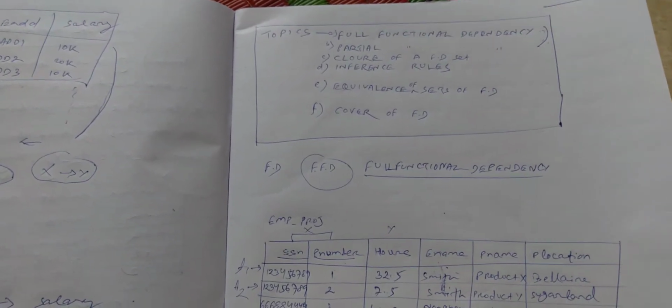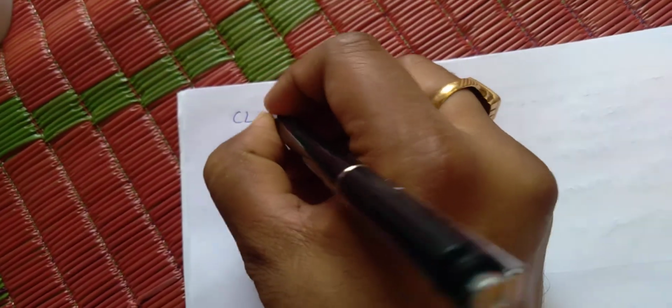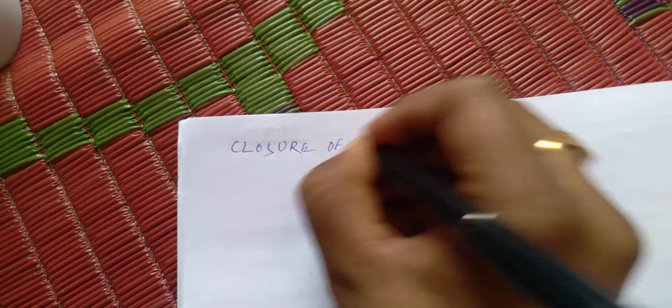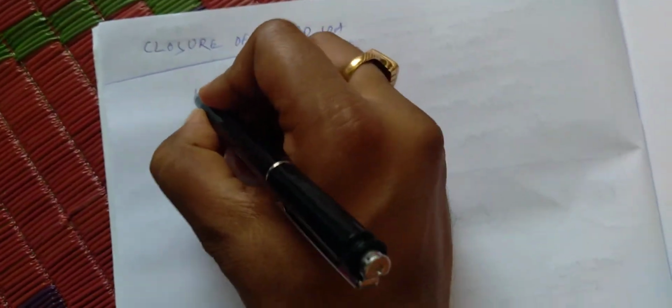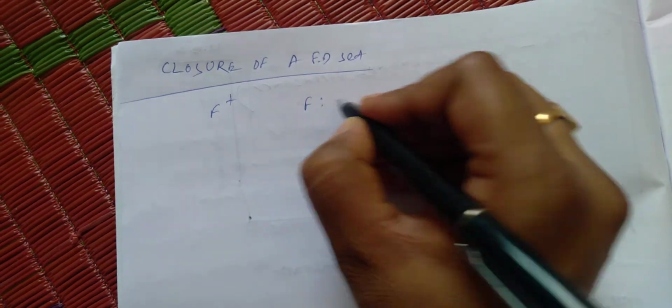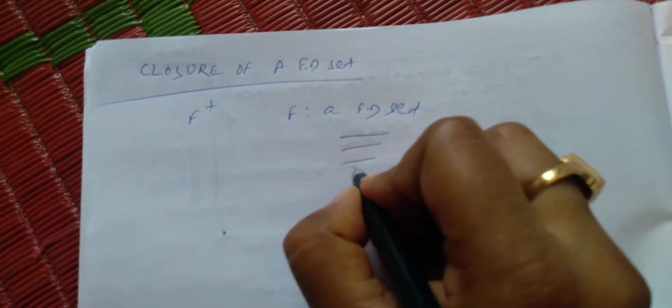Now closure of a functional dependency set, this one, the third one. What is meant by closure of a functional dependency set? So it is denoted by F plus. F is say a functional dependency set. Functional dependency set means there are some functional dependencies.